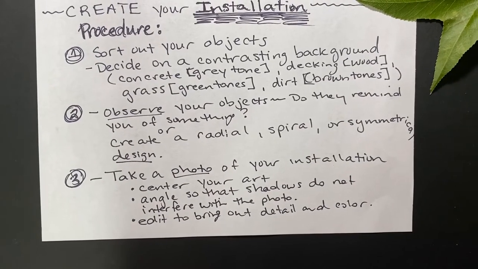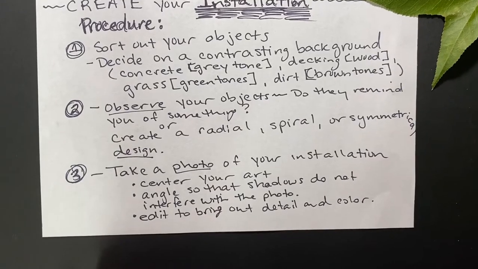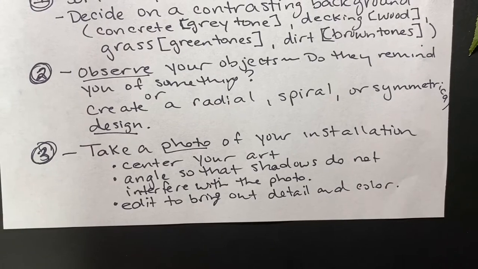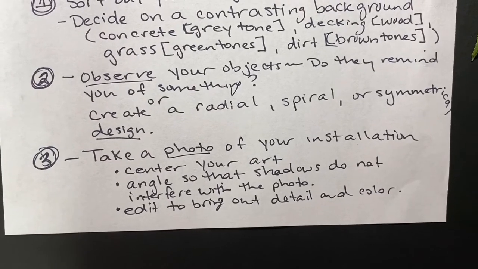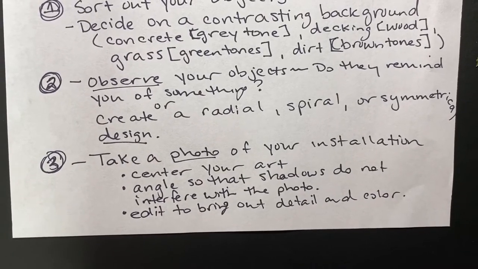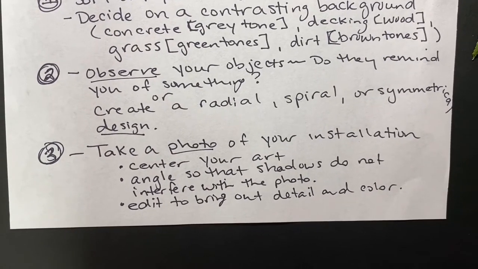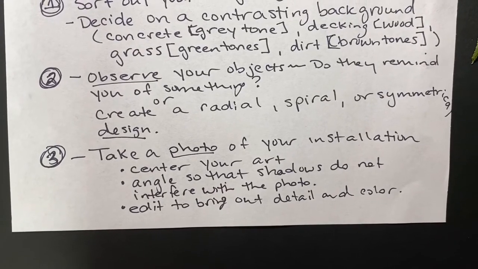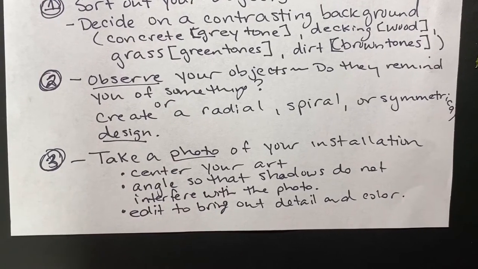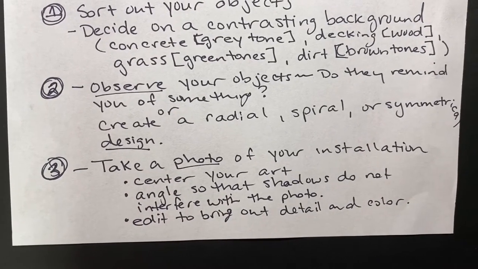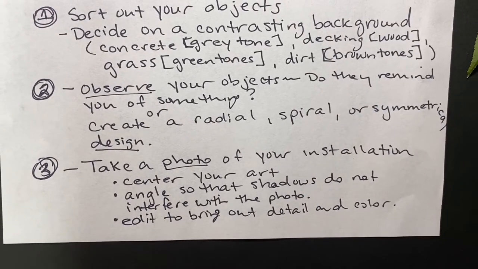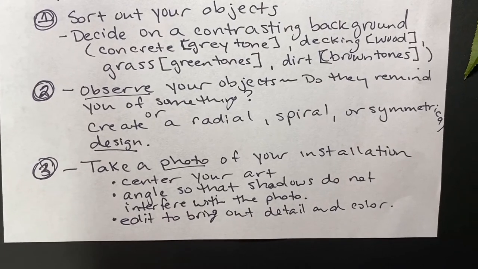Here's some tips. Take a look at how the shadows affect your installation. Do you have shadows that you like or shadows that you don't like? How can you angle your camera so that you get a nice clear picture? Center your installation in the viewfinder so that you can really make it the subject of your photo. After you're done with your photo, it's also fun to edit that photo to bring out certain colors that you like or details. And that's something you can play around with on your device that you're using to take your photo.